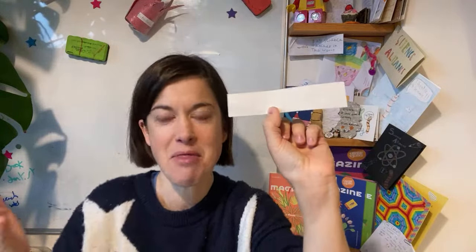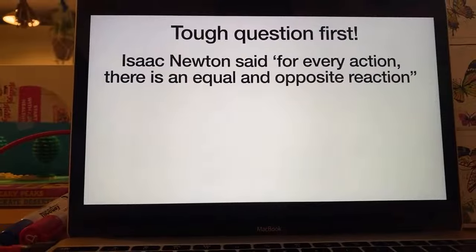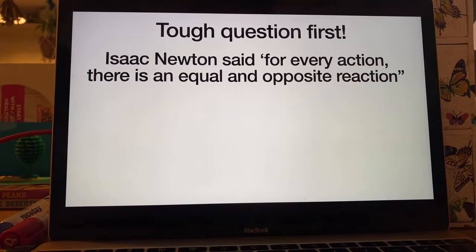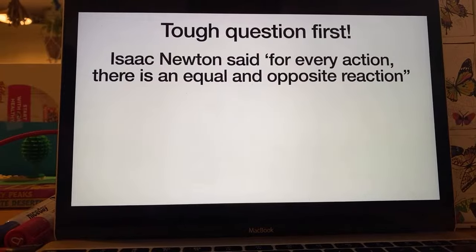Concentrate on making just a straight piece of card that is about that size, about postcard width. And I'll talk you through this rock solid GCSE question. It'll be a good bit of revision for what we learned about the other day, for people who maybe weren't here. Right, Isaac Newton said, for every action, there is an equal and opposite reaction. And that is completely true.